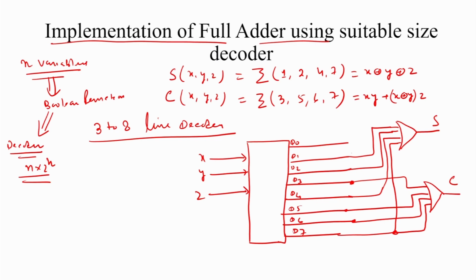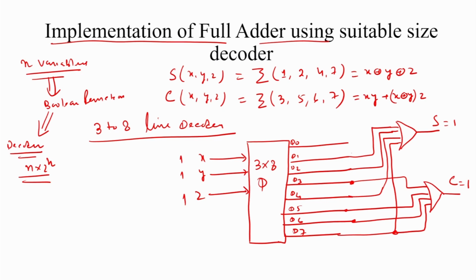What happens here? Suppose let us take an example. What happens when all x, y, z values are 1, 1, 1? Then 1, 1, 1 means which one is active? D7 is active. This D7 is connected as an input of the OR gate in which C is produced as output, and D7 is also connected to the sum OR gate. This means both S is equal to 1 and carry is equal to 1. In this way, with this 3 to 8 decoder, we will check all possible combinations of input and what will be the value of S and C.